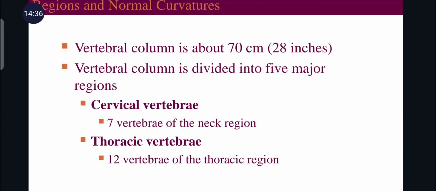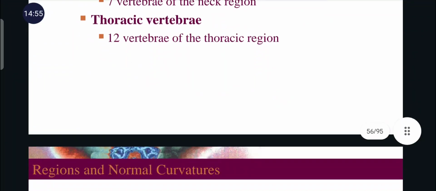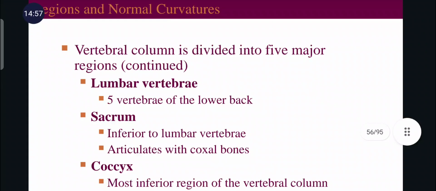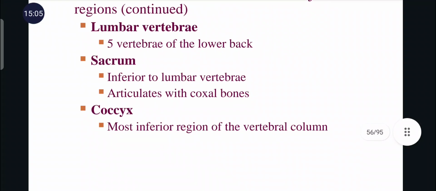The vertebral column is about 70 centimeters or 28 inches, and the column is divided into 5 major regions. First one is the cervical vertebrae. There are 7 cervical vertebrae in the neck region. Then 12 thoracic vertebrae, which are present in the thoracic region. Lumbar vertebrae: it consists of 5 lumbar vertebrae present in the lower back region.